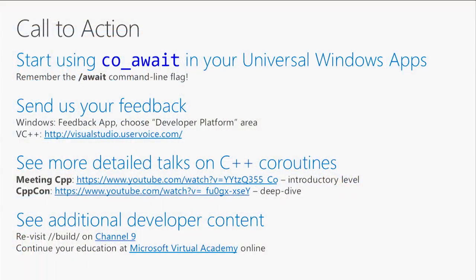Okay, back to the call to action. Very easy here. Just start using co_await and don't forget the /await command line flag. Give us some feedback about your experiment with coroutines. You can reach us on UserVoice or by tweet. Pretty easy, I think. If you want to see more about coroutines, here are two links for sessions.